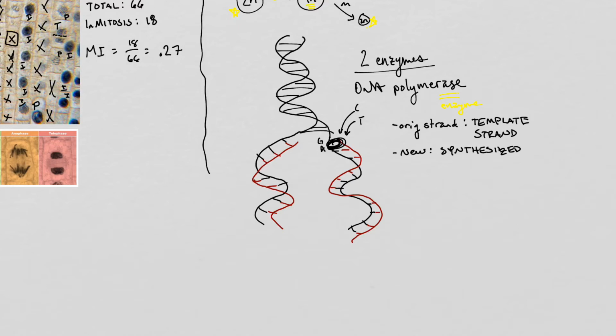The other enzyme that is needed is an enzyme that needs to unzip the DNA so that the DNA polymerase can be doing its thing. Here's another DNA polymerase moving down that way. This enzyme here is called helicase. How do we know it's an enzyme?